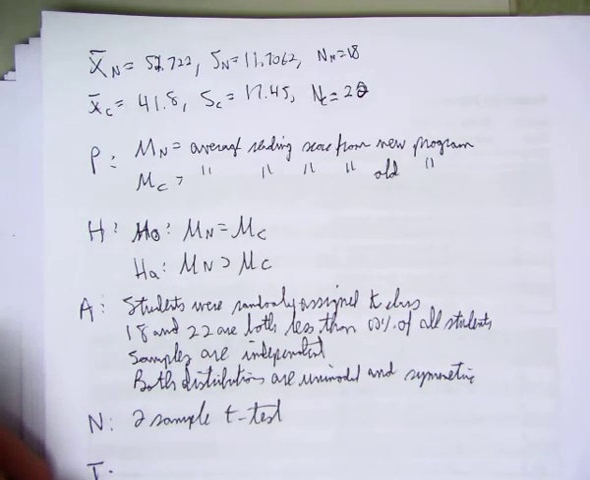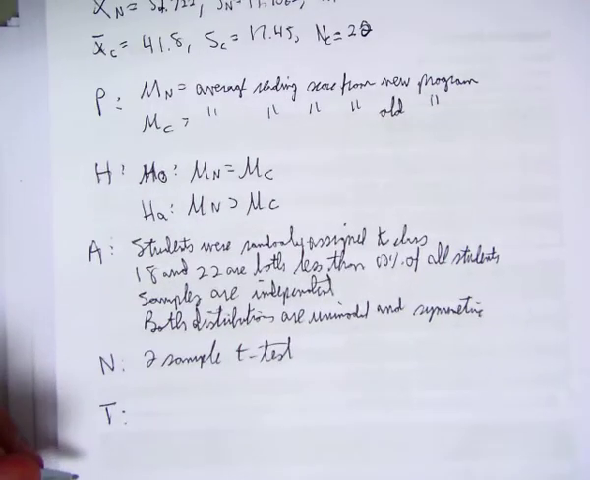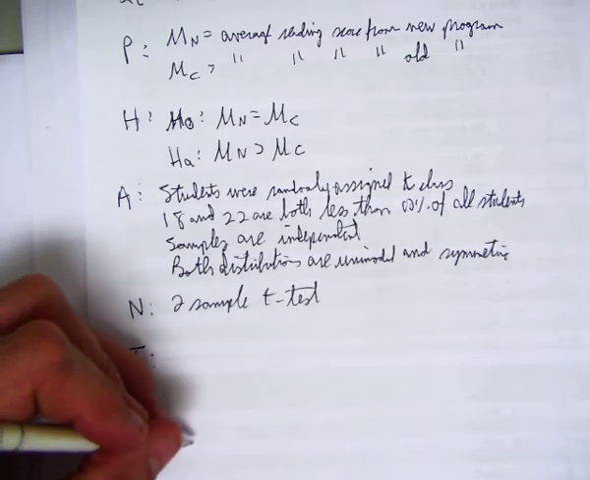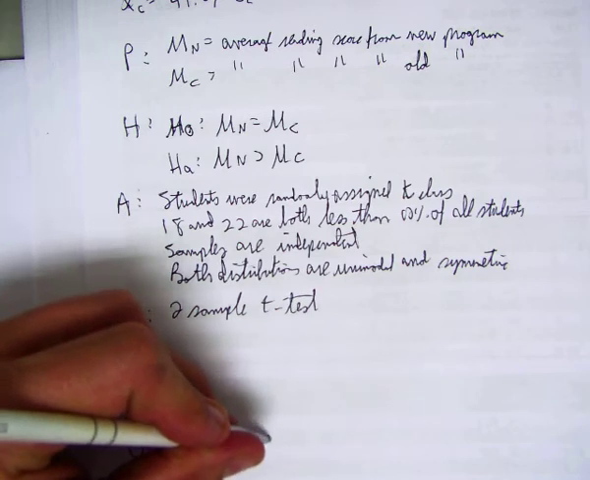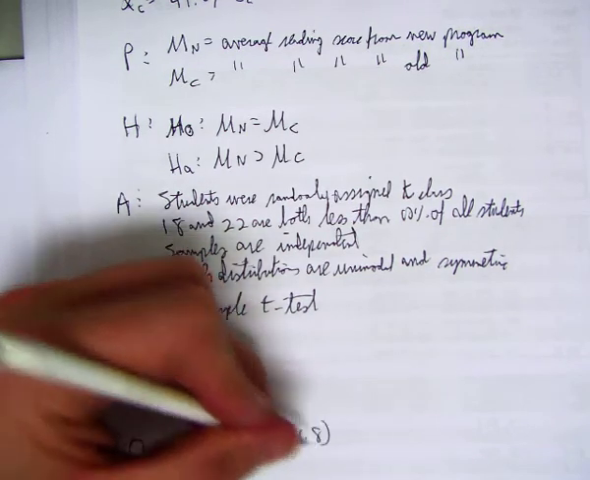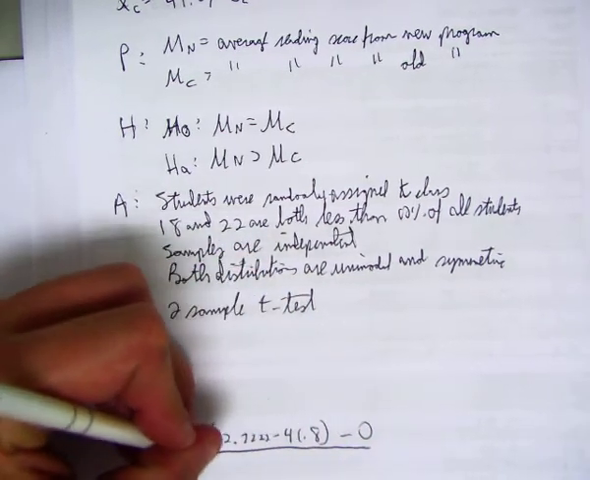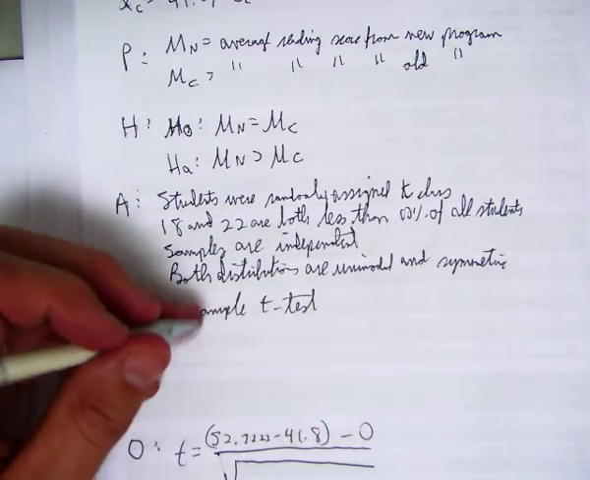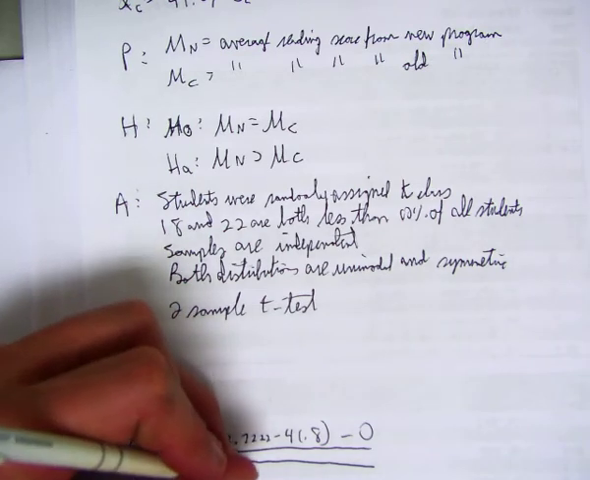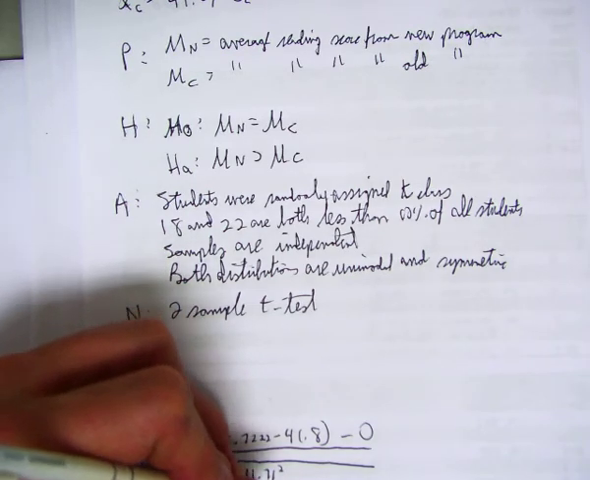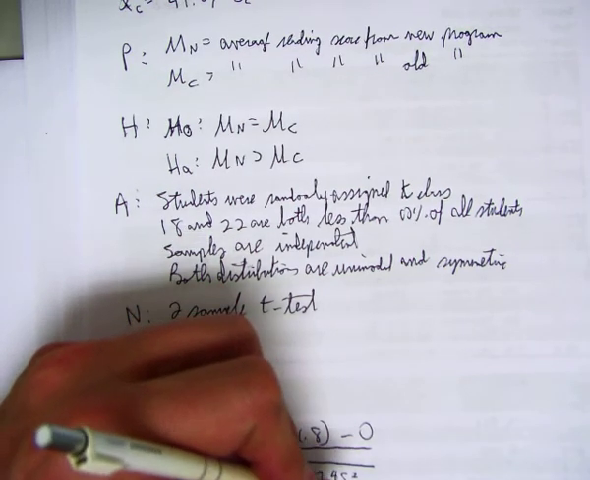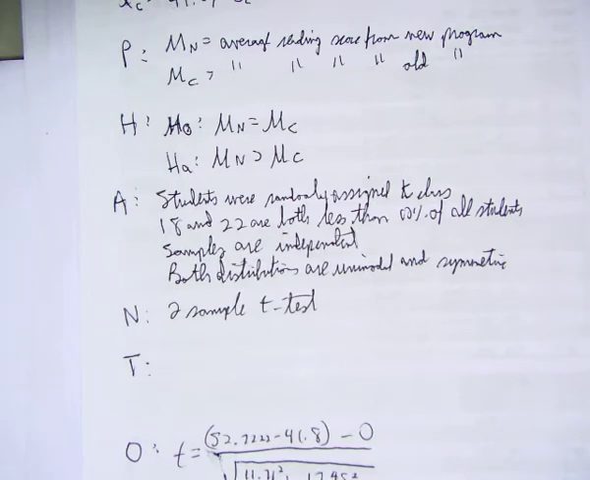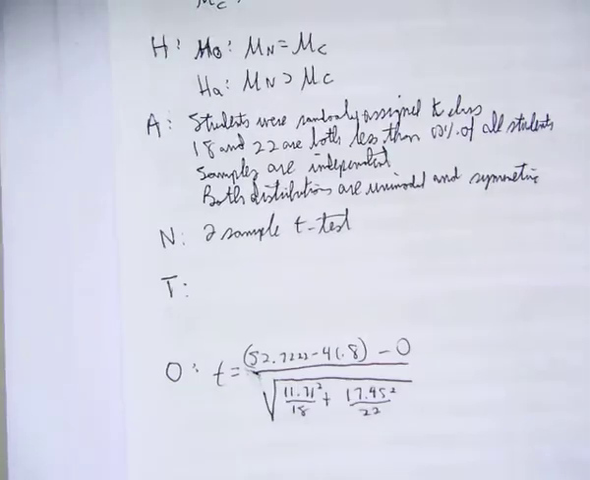Now we got to obtain P. So we got to get a t-score. So t is going to equal the difference of the means minus 0 over the square root of the standard deviation squared over n. So we add the variances. Okay, so that's what we wind up with. So now we've done that whole deal.